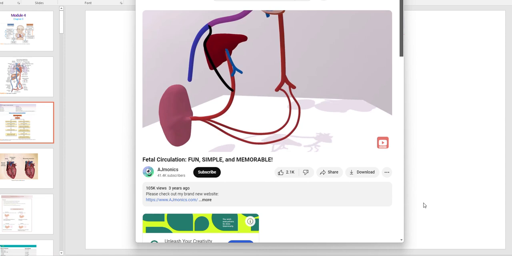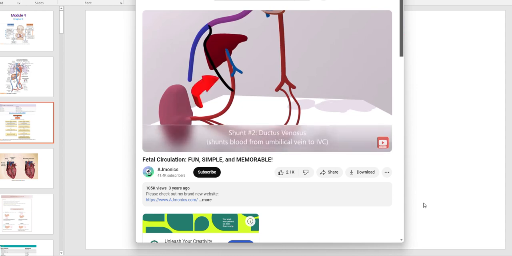We don't want all the blood to go to the liver, because why should we waste so much oxygenated blood just on the liver? Instead, we have a bypass, and this is known as the ductus venosus. We'll see at the end how to remember that. We have the ductus venosus over here in black. It's not really black, I just made it black to make it easier to visualize.